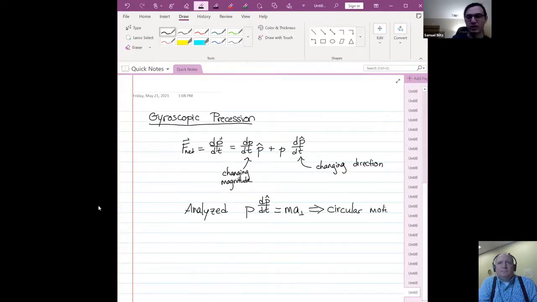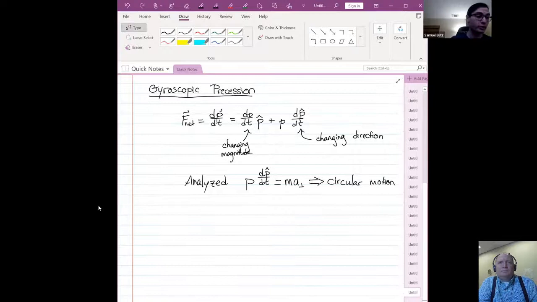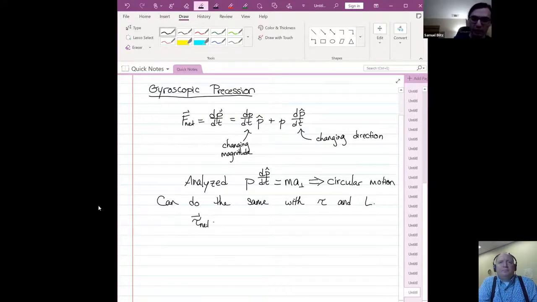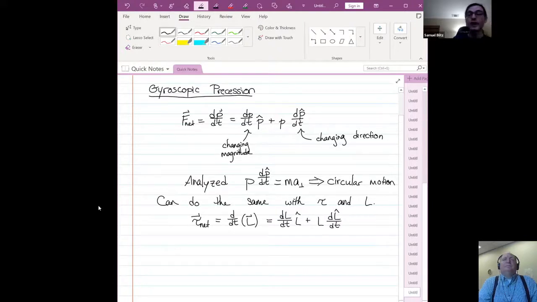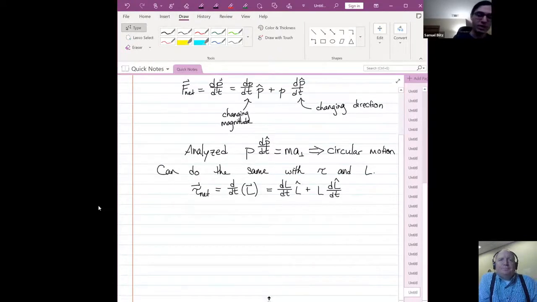And now that we've actually discussed angular momentum, we can do the exact same thing relating angular momentum to torque. In particular, we can write that the net torque on an object, which is equal to the time derivative of the angular momentum, is equal to the time derivative of the magnitude of the angular momentum plus the time derivative of the unit vector of the direction of the angular momentum. Very cool.